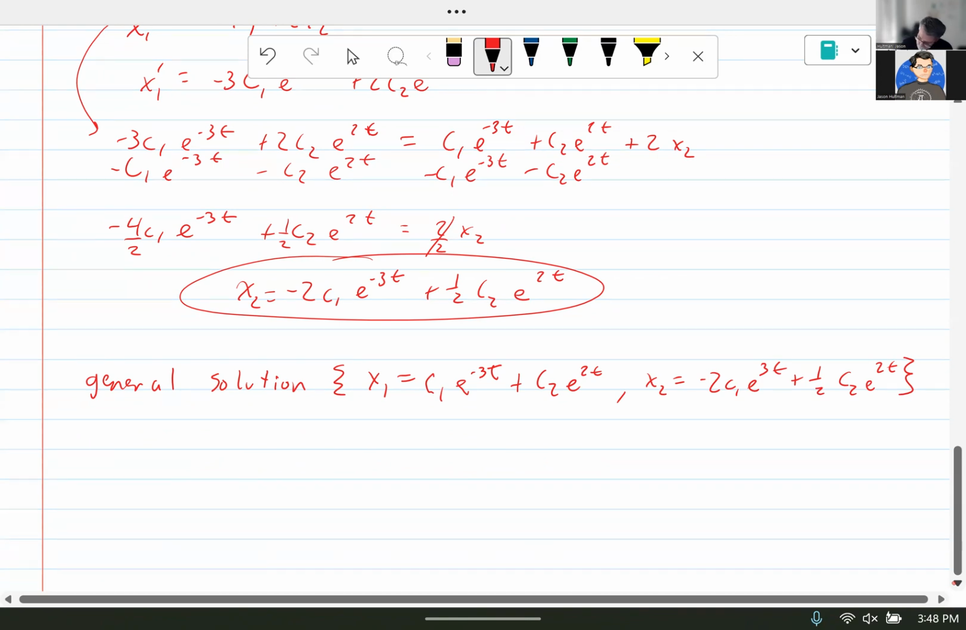Okay, what about my particular solution? Well, I know that x1 naught is equal to 1 and x2 naught is equal to 0. Okay, so I can use that to figure out what c1 and c2 are. If I plug in x1, so x1 of 0 is equal to c1 e to the 0, which is just going to be 1, plus c2 e to the 0, and that's going to go to 1. And that is equal to 1. So I have c1 plus c2 is equal to 1.